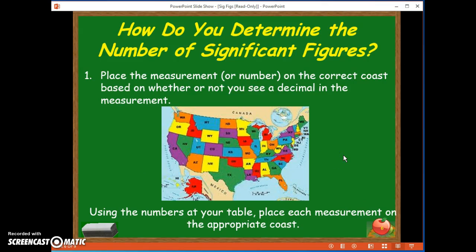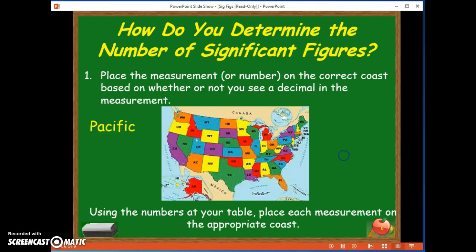Alright, so how do you determine significant figures? It depends on the numbers that you have. Basically, what I want you to do right now is at the bottom of page 4, you'll see 6 numbers, starting with 0.0506600 and then ending with 9980. I want you to place those 6 numbers on the left or the right of the picture of the United States based on whether you see a decimal or not.